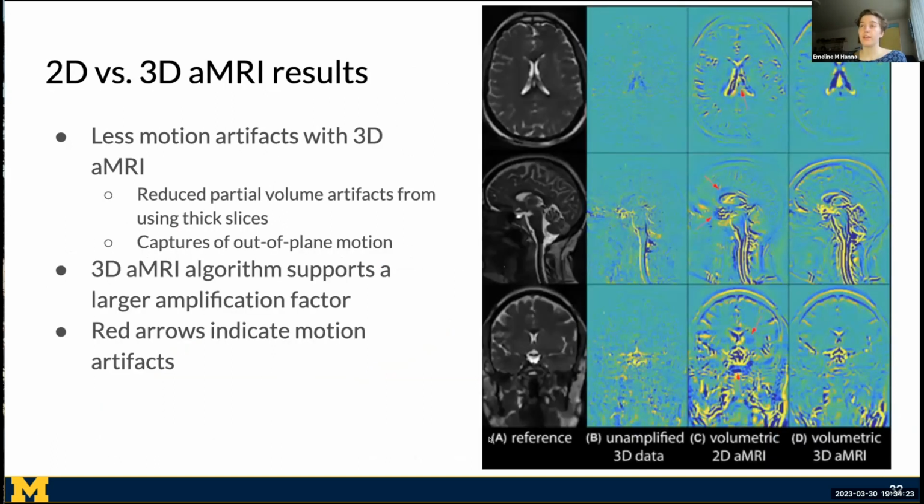The result of using 3D amplified MRI versus 2D is that there are fewer motion artifacts with 3D. Like I said before, it captures that out of plane motion, and there's also reduced partial volume artifacts because you can have a better understanding of what slice everything is in. In this image, there's the reference MRI picture, then your unamplified 3D data, volumetric 2D and volumetric 3D. If you're comparing the 2D versus the 3D, you can see that the 2D has these red arrows indicating artifacts. You can see that 2D has this strange shading that isn't present in the 3D. So the 3D is overall just a better characterization.